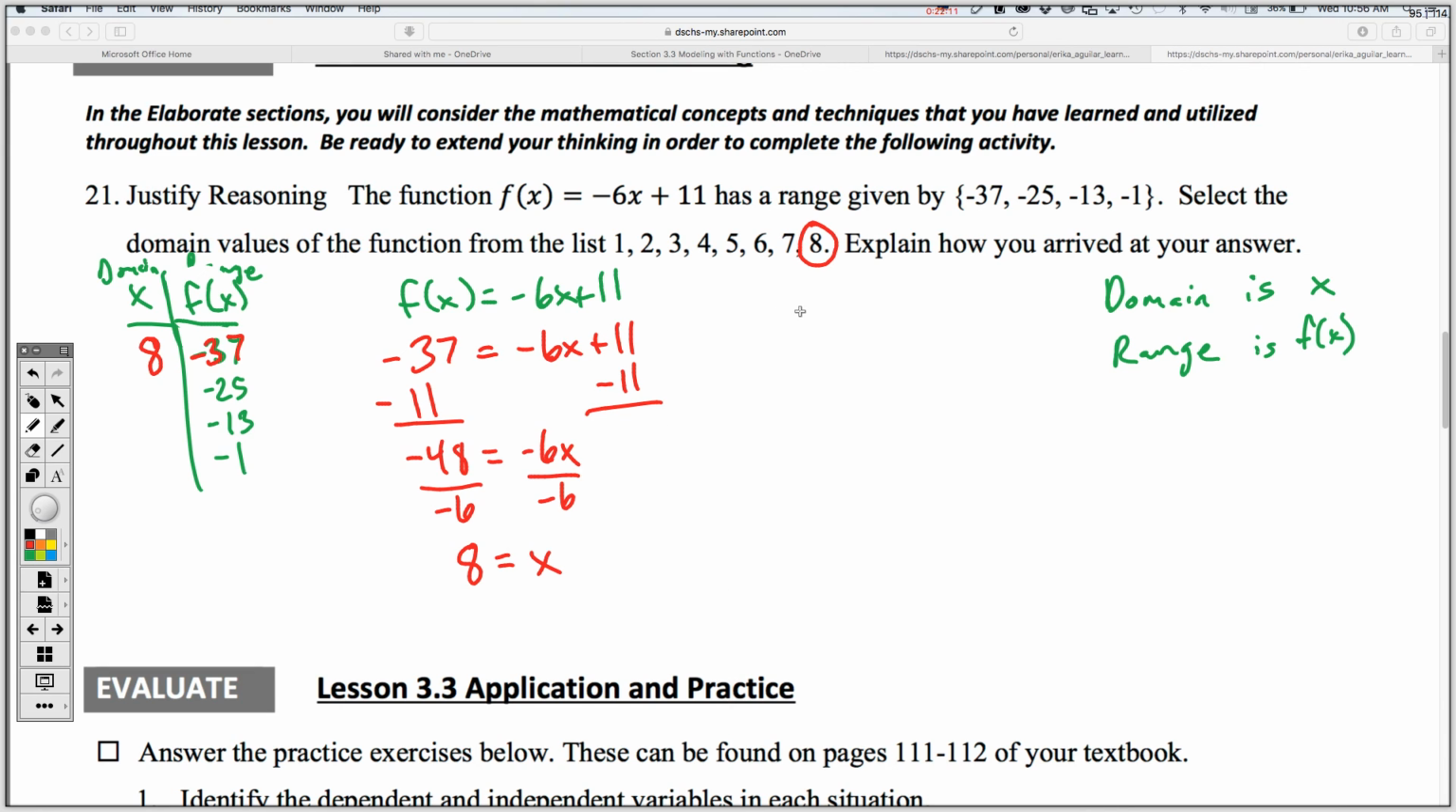Okay, I'll set up the next one for you. So next one, negative 25, we're going to plug in negative 25 equals negative 6x plus 11. Okay, it's set up. Go ahead and try to solve for x there and see which one it is on the list, 1 through 7.